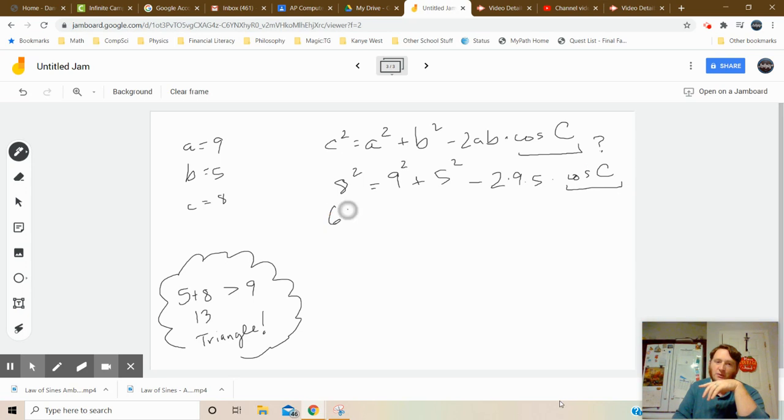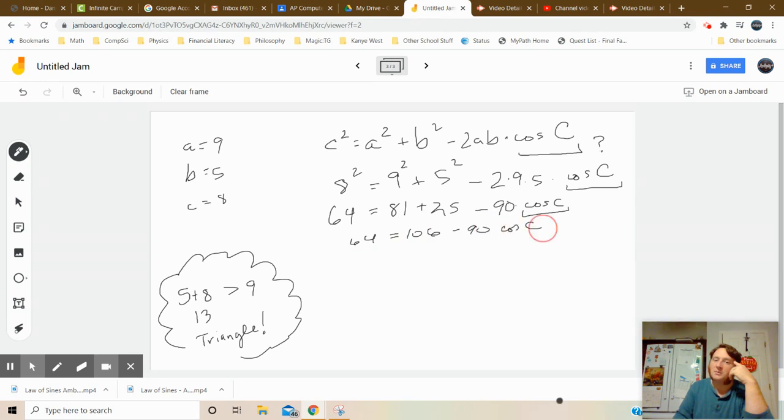8 squared is 64. 9 squared is 81. 5 squared is 25. 9 times 5 is 45. 45 times 2 is 90. So minus 90 times cosine of some angle we don't know yet. 81 and 25 is 106. So 64 equals 106 minus 90 times cosine of some angle.